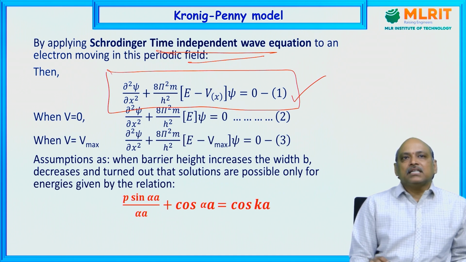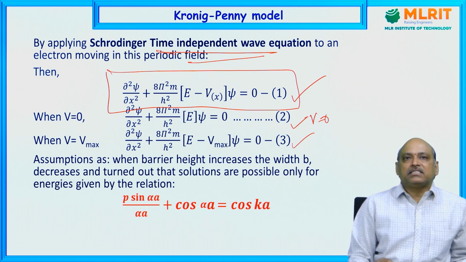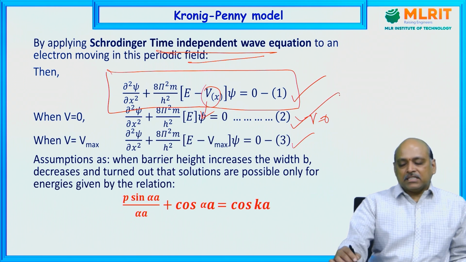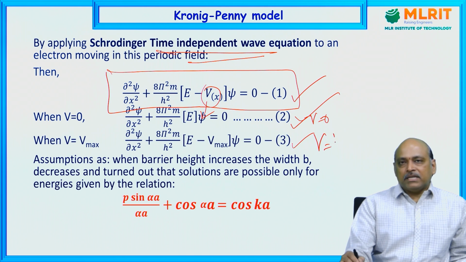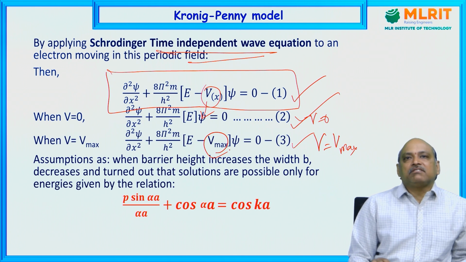But the thing is, the electron is moving across a potential well and a potential barrier. In the potential well, we know that V equals 0. Substituting the potential well value as 0, this term becomes 0, so we get one equation like this. When the electron is moving across the potential barrier, the V value can be taken as V max. So if we substitute V max here, we will get another equation like this.